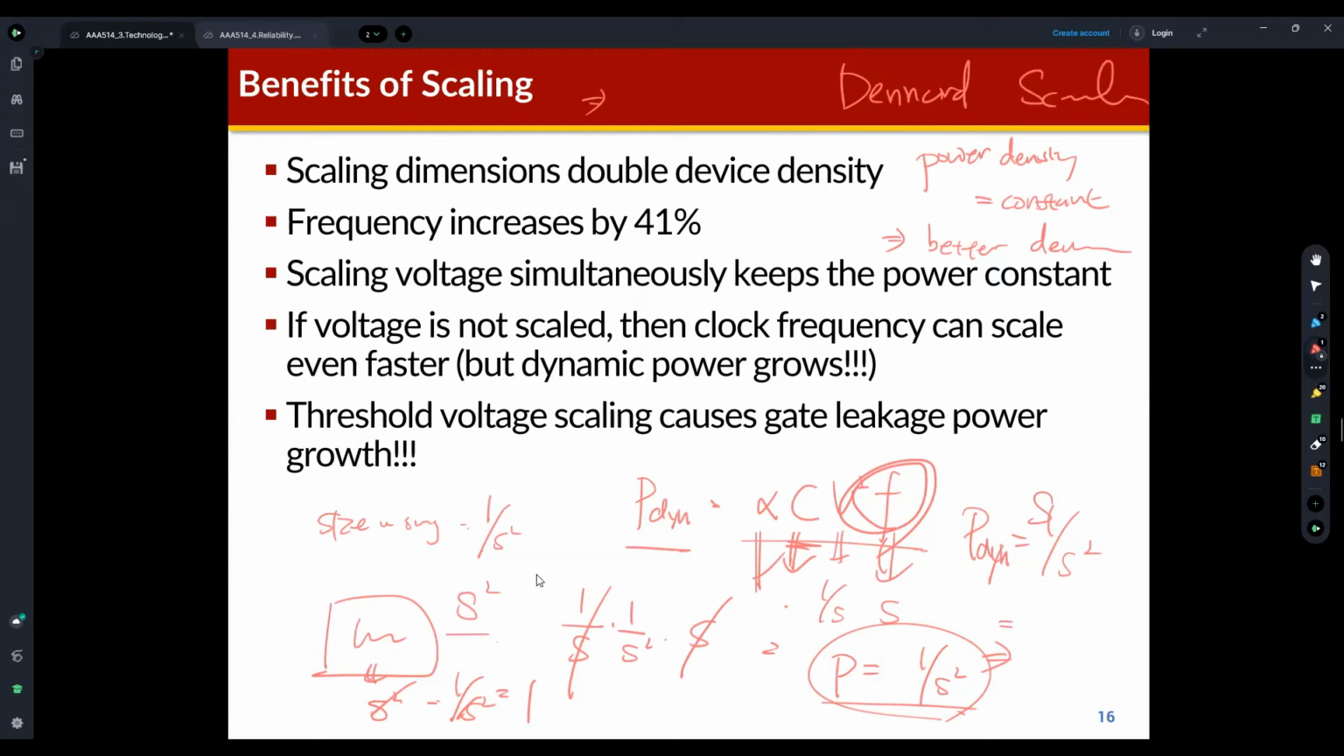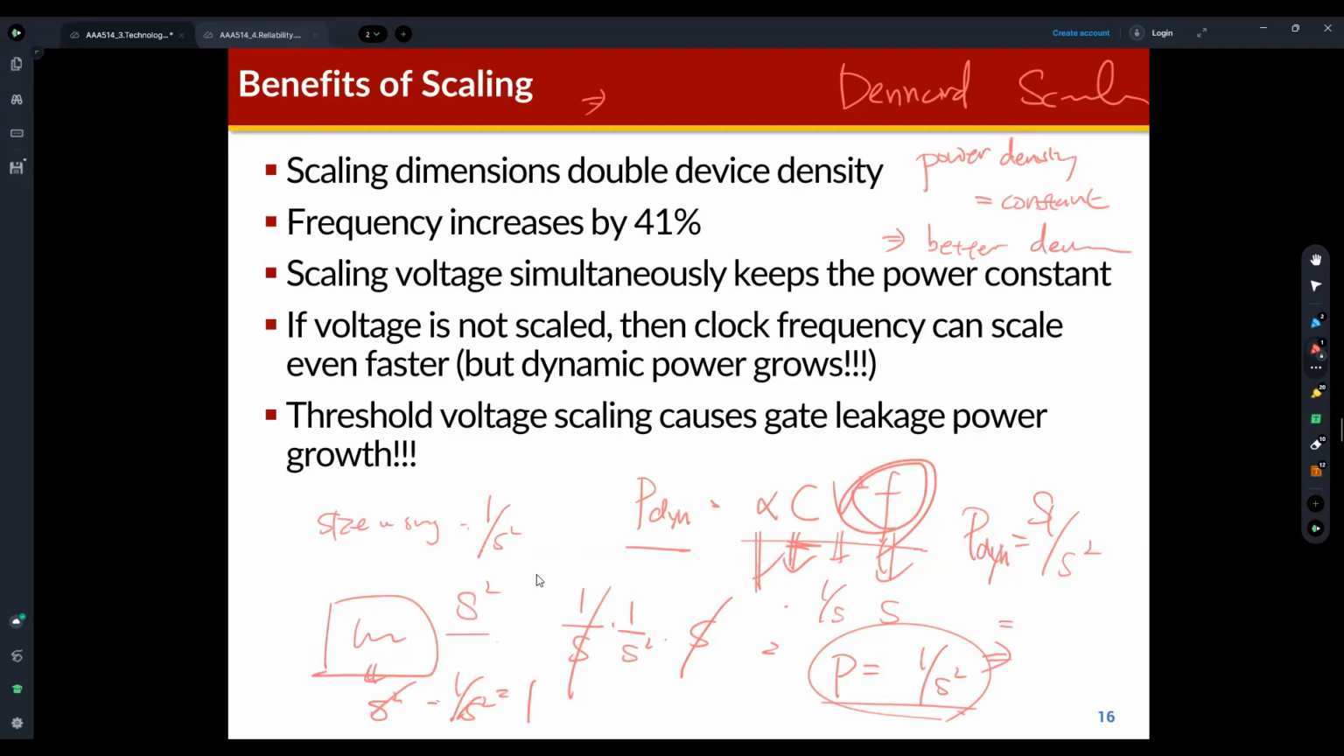We just focus on the dynamic power. Okay, so it means if dynamic power is dominant, then the power density is the same. Also, in this equation we do not consider some other factors like threshold voltage and other factors. Okay, so if the Dennard scaling continues, then we can use better devices freely.